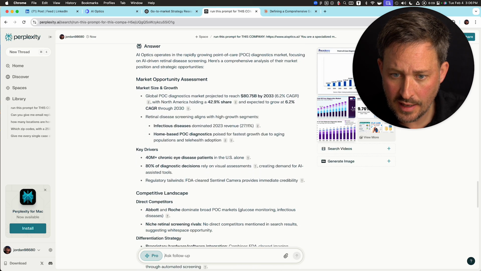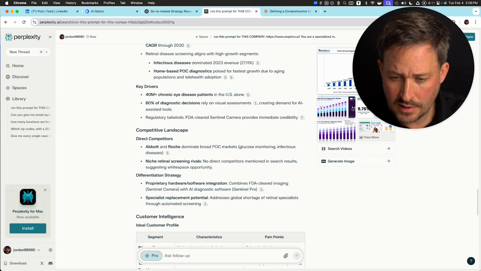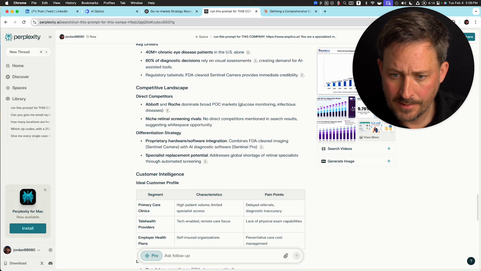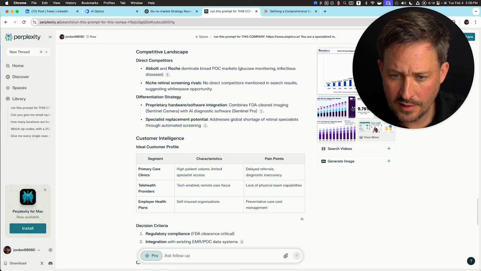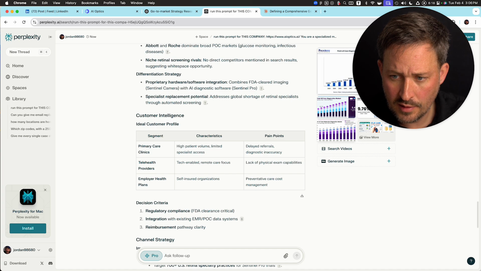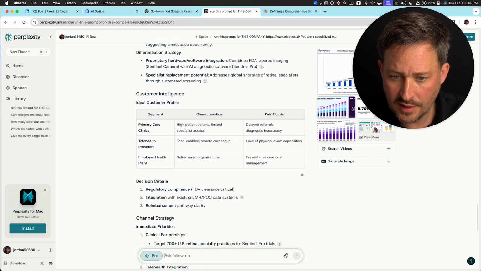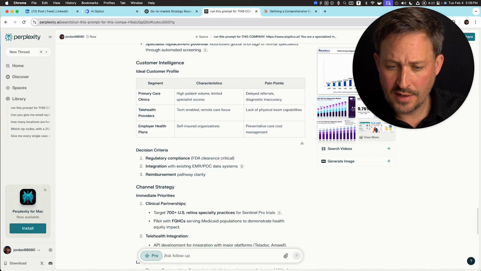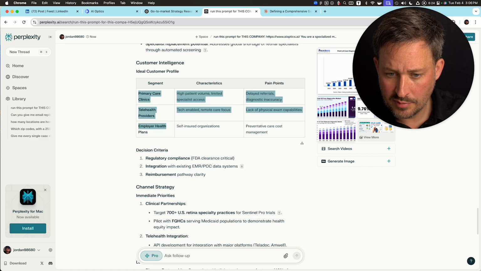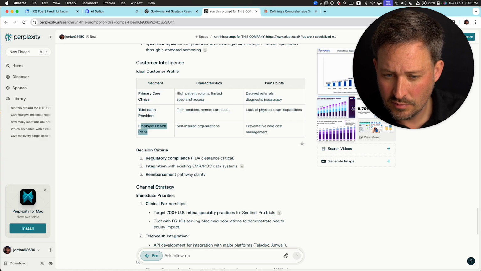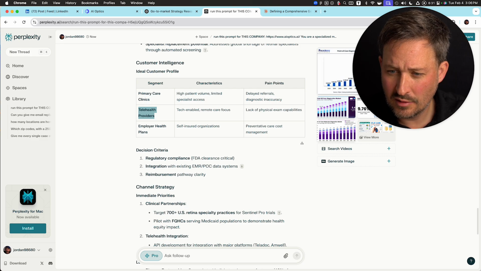So focusing on AI-driven. So key drivers, niche proprietary hardware, FDA with AI diagnostics, primary care clinics. So primary, great, telehealth providers, employee health plans. We're not going to go after this. Telehealth providers, we're not going to do this. We're going to go after primary care clinics. High patient volume, limited specialist access, diagnostic inaccuracy.